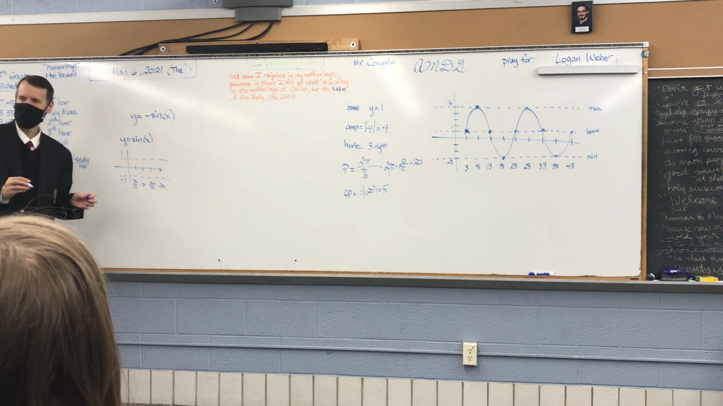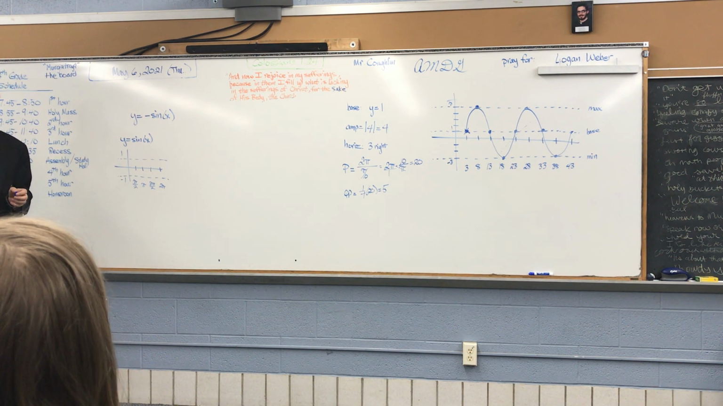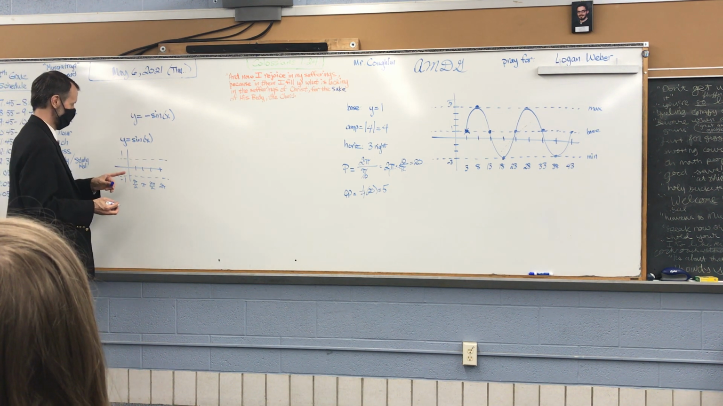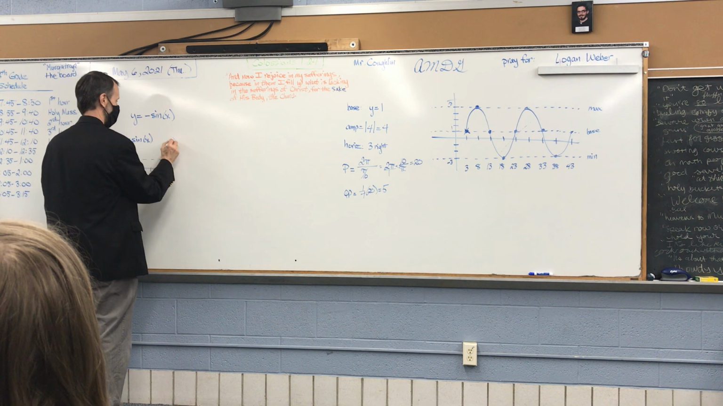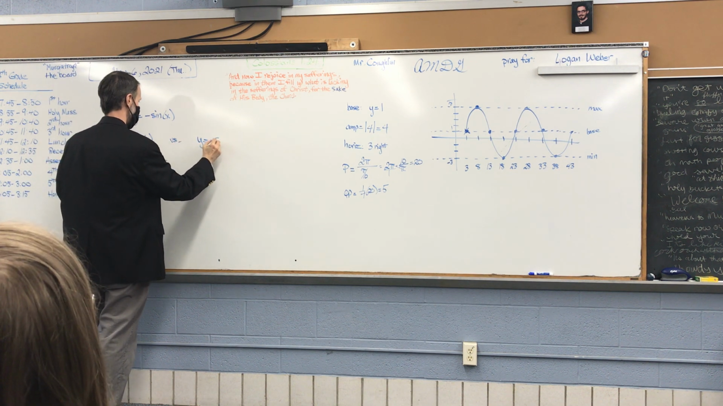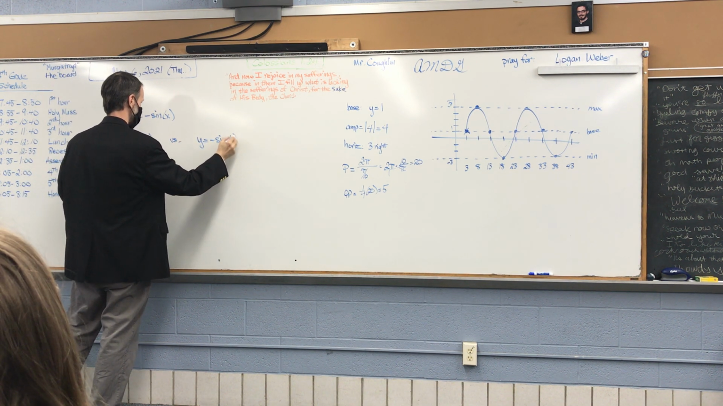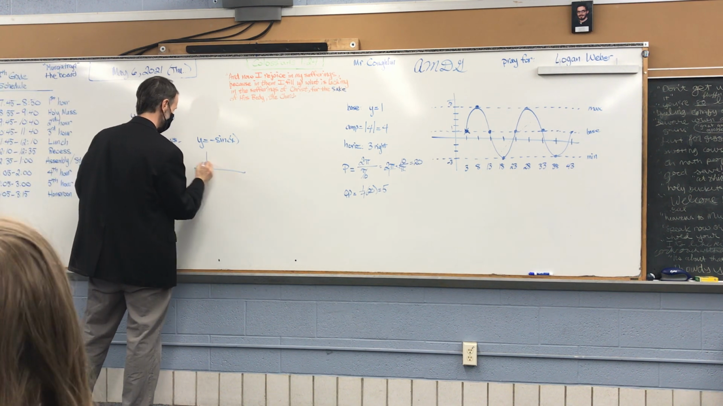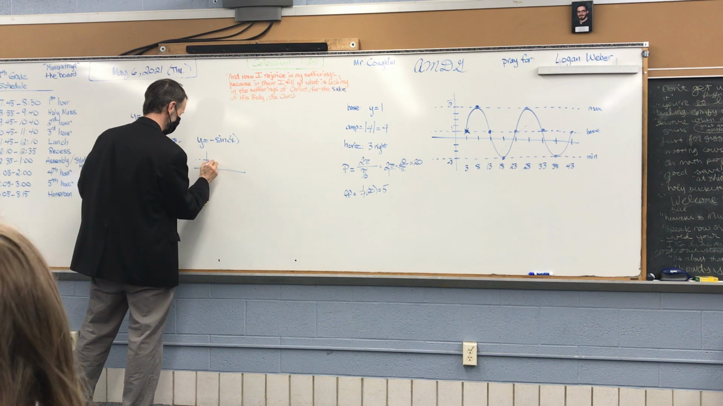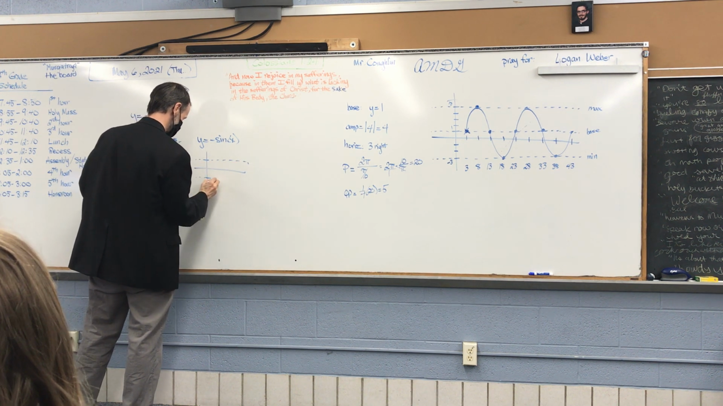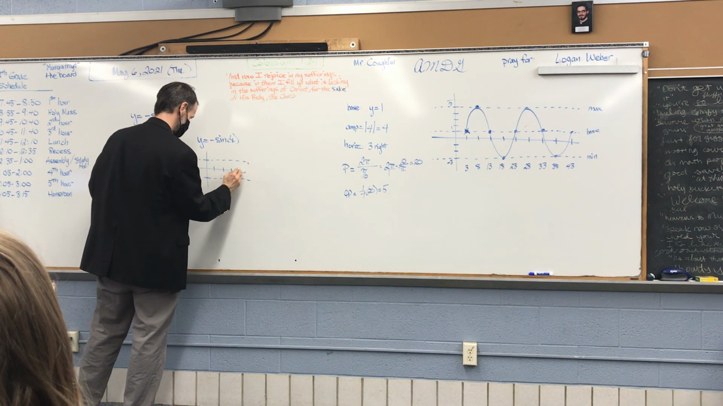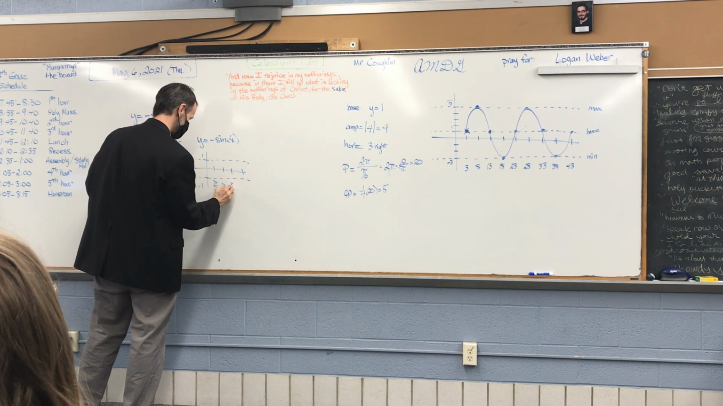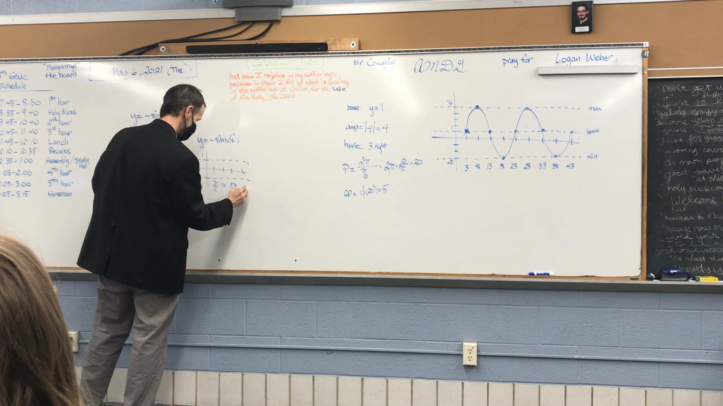Where does the sine graph start? I'm sorry, why did you go to the negative? Oh, this is just to compare. Oh, got it. Yeah, good question. I thought you were just getting rid of it. That is 2 pi over 2, 1 pi, 3 over 2, 2 pi.